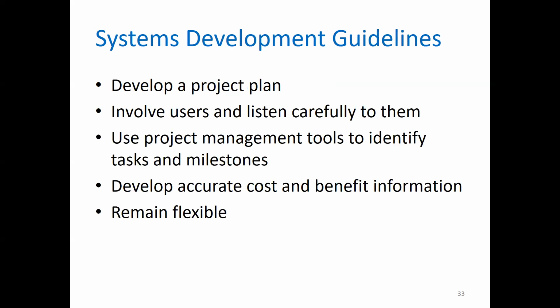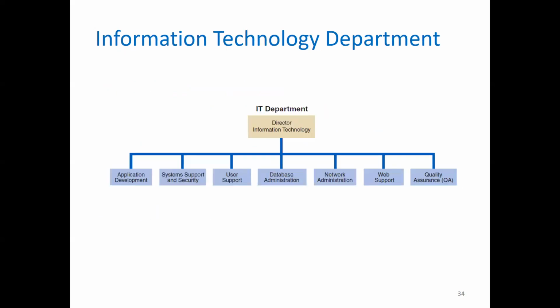System development guidelines. First of all, develop a system plan. Involve users and listen carefully to them. Use project management tools to identify tasks and milestones. Develop accurate cost and benefit information. Remain flexible. So these are the common guidelines that are used while system development takes place.